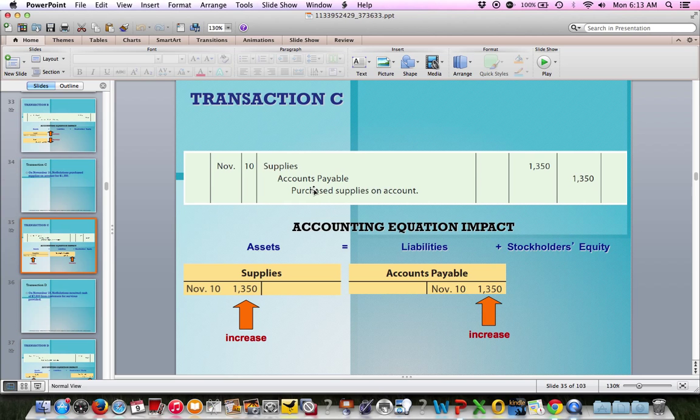And so you can see here I'm going to debit supplies, credit accounts payable. I've got my journal entry at the top and my posting down here. So I've got more of one asset, supplies, and more liability. So the accounting equation, of course, is still in balance.